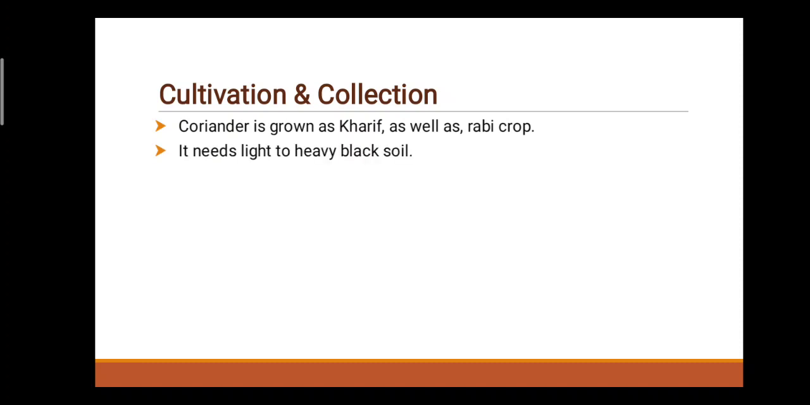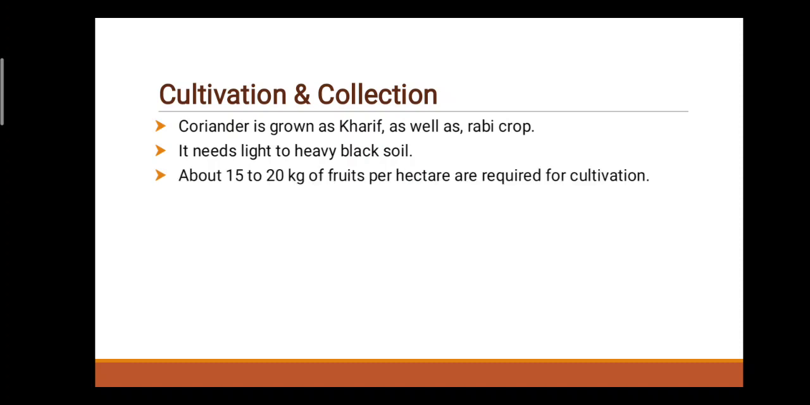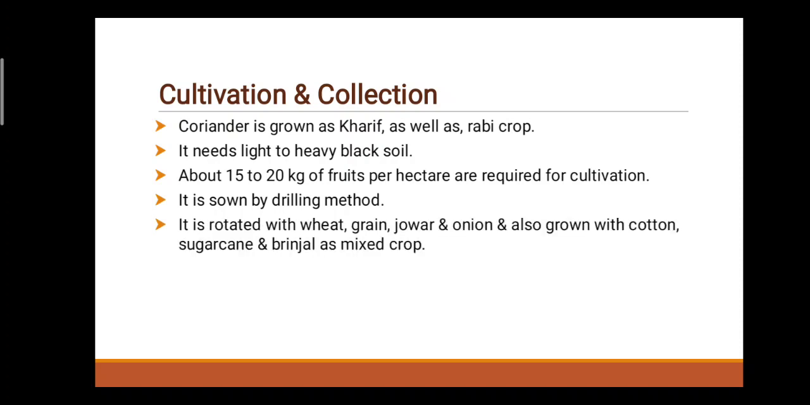Next point, cultivation and collection. Coriander is grown as a kharif as well as rabi crop. It needs light to heavy black soil. About 15 to 20 kg of fruits per hectare are required for cultivation. It is sown by the drilling method.